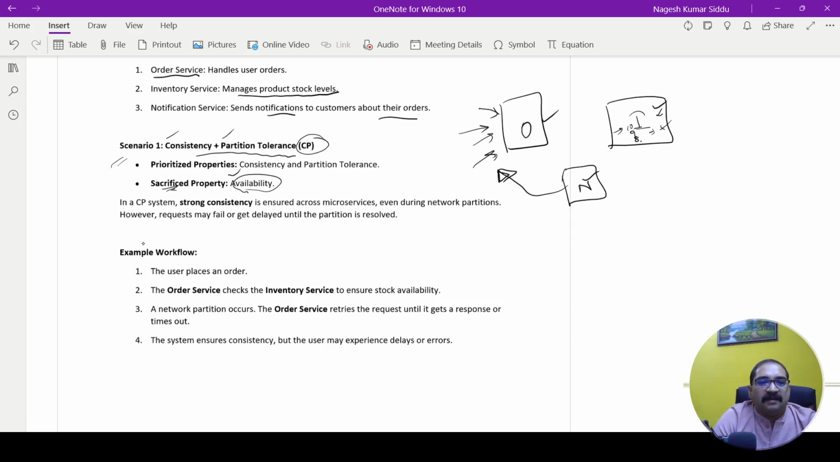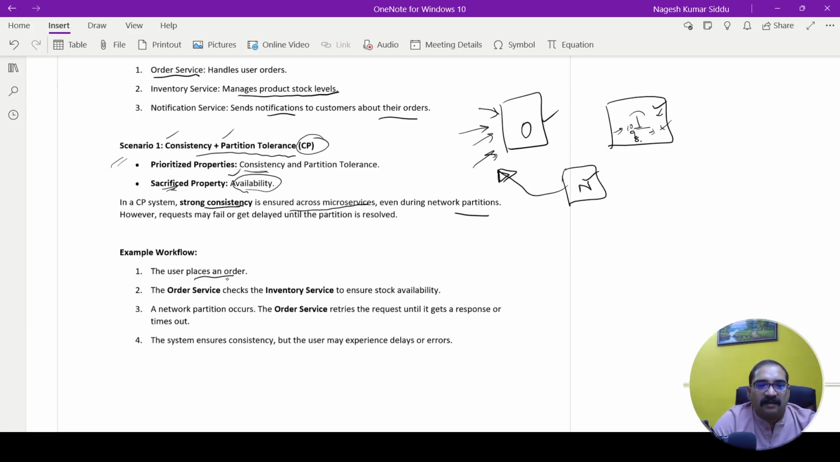So how does it happen? Strong consistency is ensured across microservices, because we are saying the priority is consistency. That means strong consistency is required. That means data should be the same. The value should be the same. Whenever we request an updated value, we should always get the same updated value. A consistent answer should come. Like if I ask how many products there are, sometimes it should not tell 10, sometimes 9, which means we don't have consistency. We need to have a consistent response, right? Even during network partitions, even if a failure happens between the requester and the service provider application, still the consistency should be maintained.